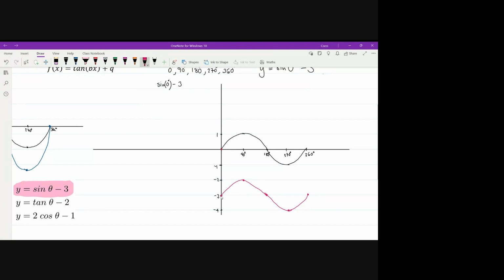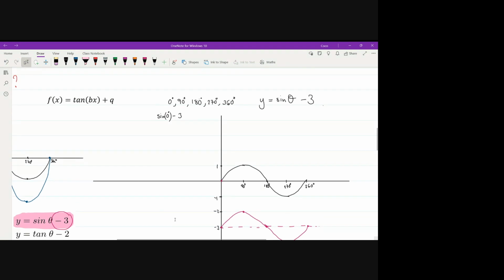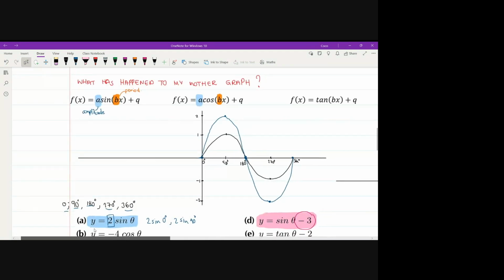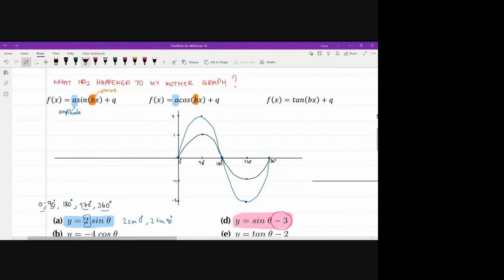So this whole graph is exactly the same. It's just been moved down here. It's been moved all the way here. So this value at the end of my graph affects a vertical shift. We know that this Q value over here, and I feel like I keep leaving tan out, but we're going to get to tan as well. So this last part over here is a vertical shift.